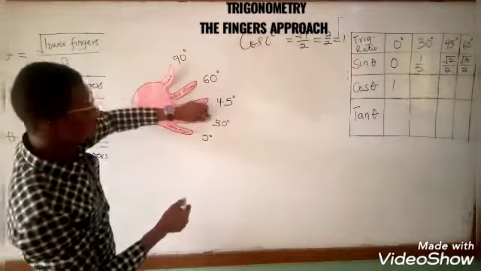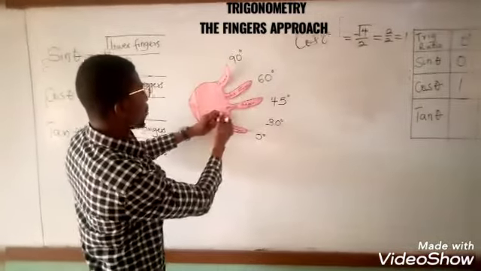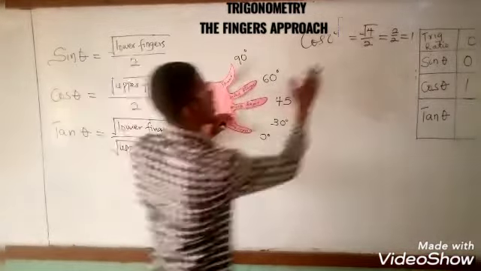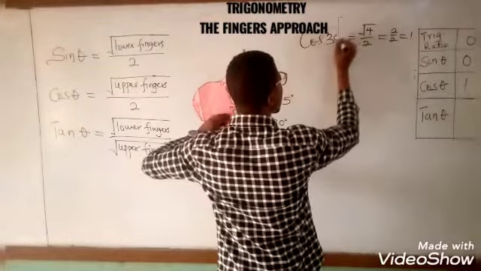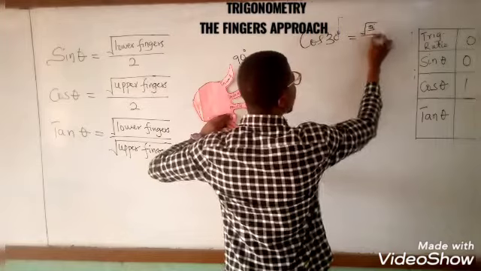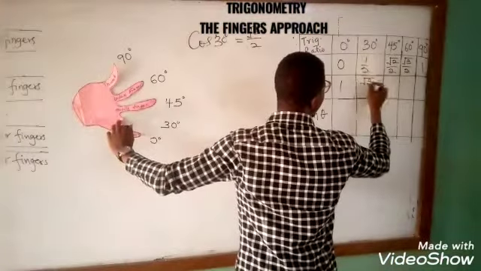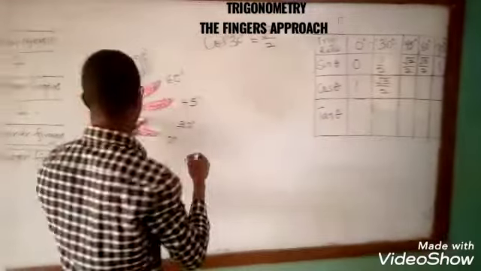Cos 30 degrees. Have it folded this way. We count the upper fingers. 1, 2, 3. So for cos 30 degrees, we have root 3 over 2. We have root 3 divided by 2.